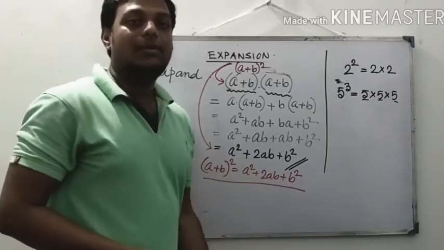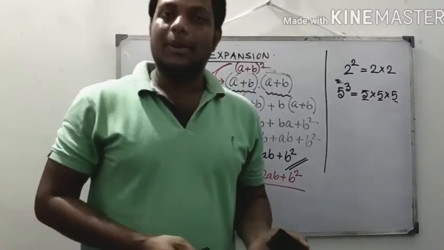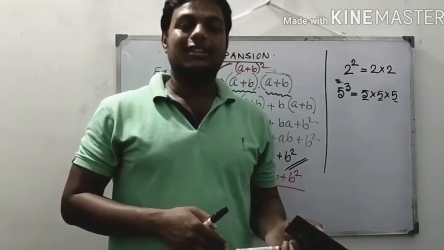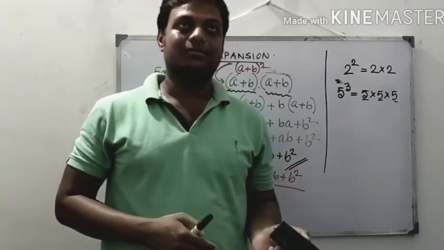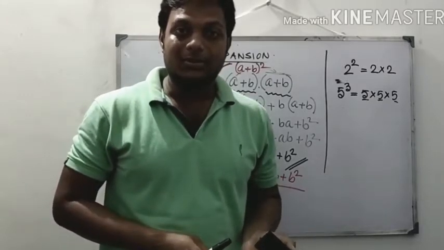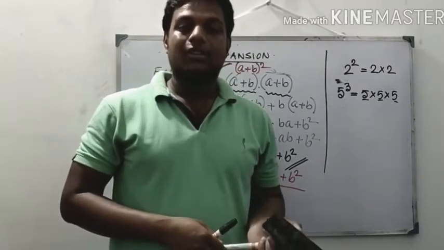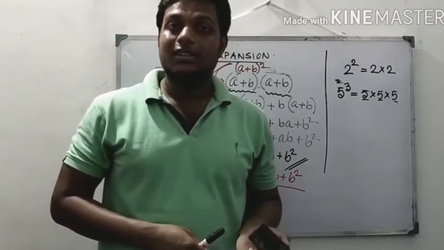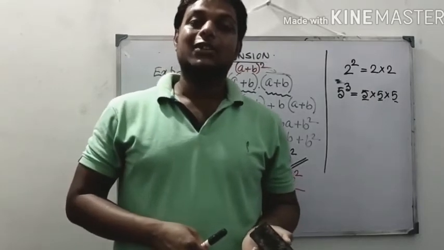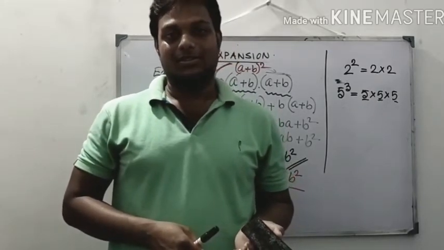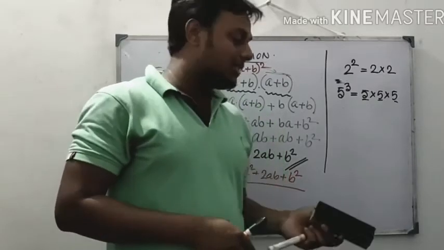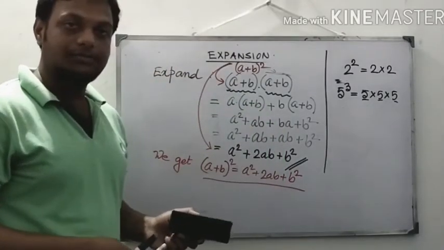Suppose if I ask you what is 7 into 8, then you will easily give me the answer. Let's say 7 into 8 means 56. Okay, but suppose if I ask you 30 into 17, then you are unable to give the answer. Why? Since you have not memorized this part. So we have to memorize this for our benefit.